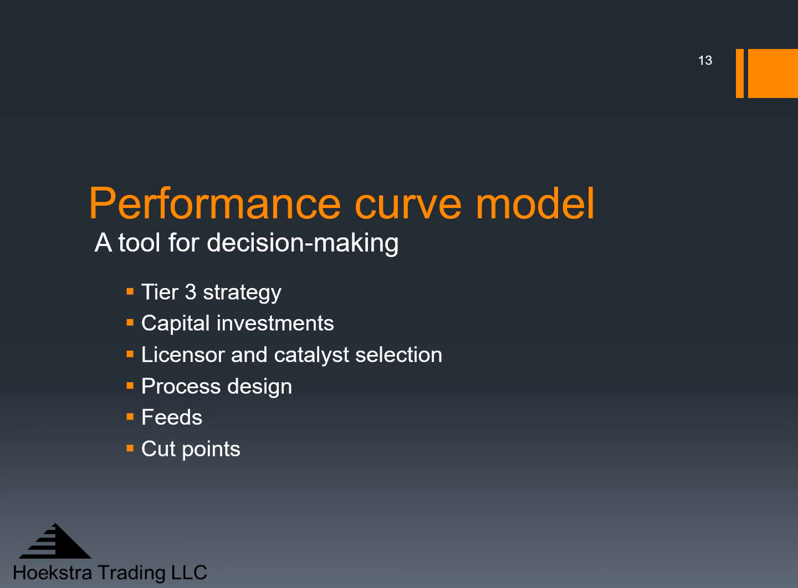The performance curve model is a 21st century tool that has been used since 2016 for decision making on Tier 3 strategy, capital investments, licensor and catalyst selection, process design, feed, and cut points. If you have a gasoline desulfurizer, your engineers and planners should certainly have this tool. With an analysis of your feeds in this spreadsheet, you will see and understand what is happening in the unit, make accurate performance estimates, and better decisions for Tier 3 gasoline.